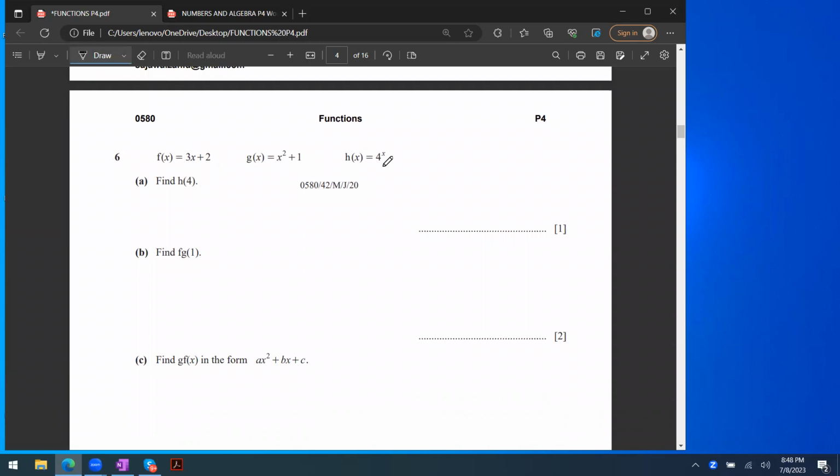Find h of 4. So in place of x in the h function, you need to place 4. So 4 raised to power 4. 256.